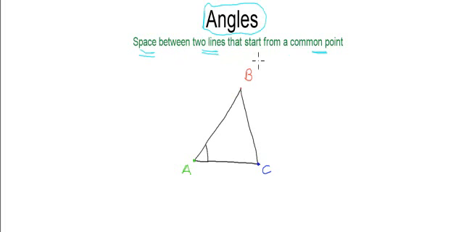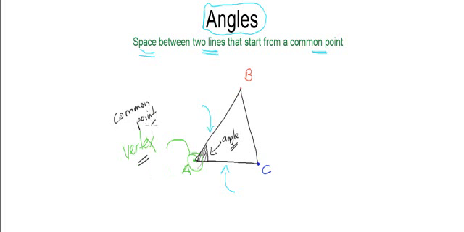So for example, in this example right here, we have two lines, this line here and this line here. They start at a common point, which we call a vertex. A common point is just called a vertex. And the space between those two lines, which will be this space right there, this is our angle, right? So remember, an angle is just defined as the space right here between two lines that start from a common vertex. In this case, a vertex is just a common point where two lines start from. So it's a common point where two lines start from.